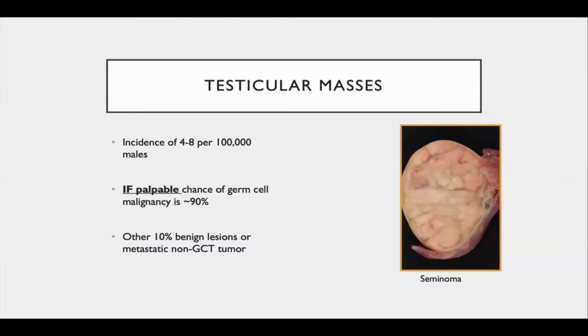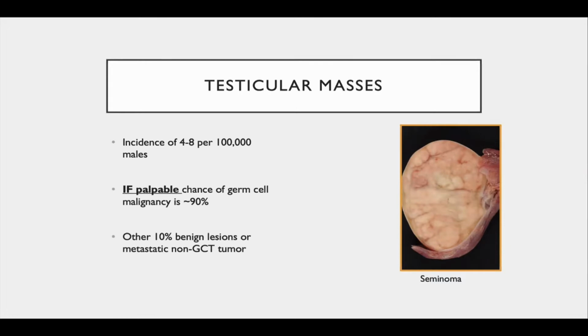So before we delve into the topic of small testicular masses, let's look at all testes masses, both palpable or not palpable, and they affect somewhere between 4 to 8 men per 100,000. What's important is that if you can feel a mass on a patient, there's likely a very good chance that it's malignant. Some case series and cohorts report that if they could palpate a mass and look at the final pathology, about 90% of palpable masses in a testicle ultimately do turn out to be germ cell tumors.